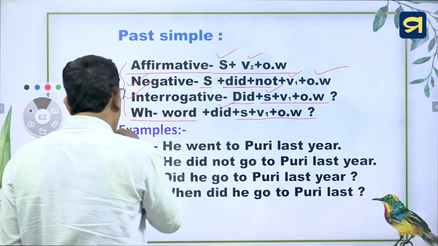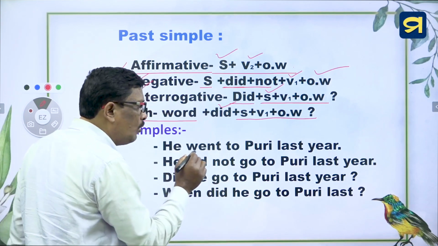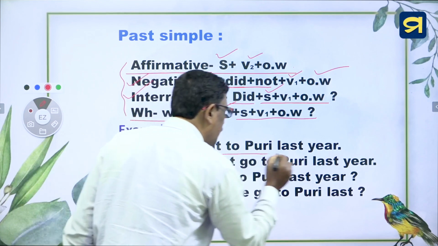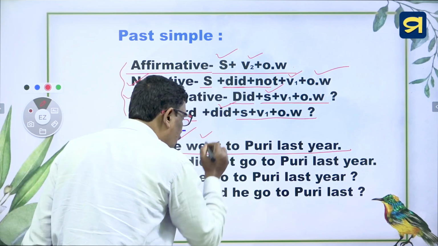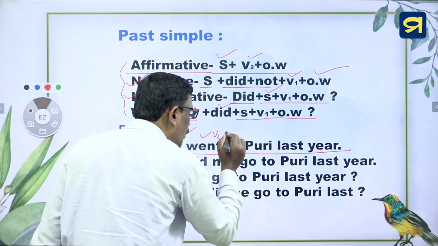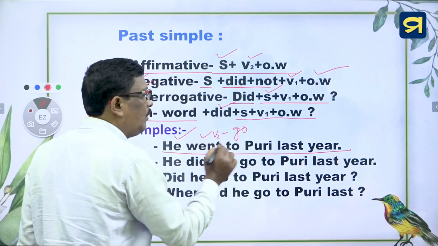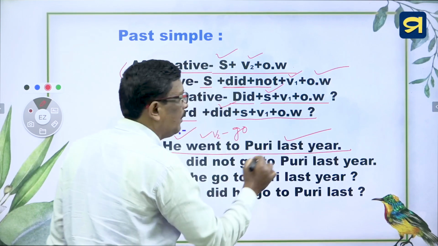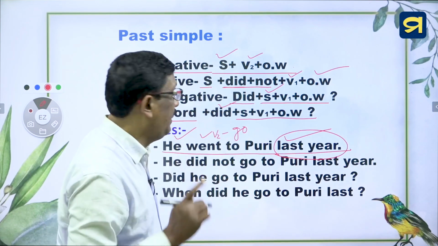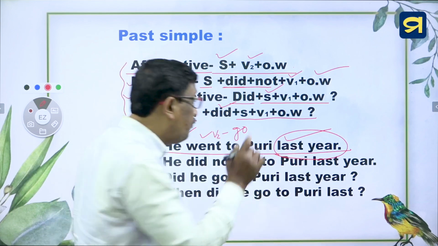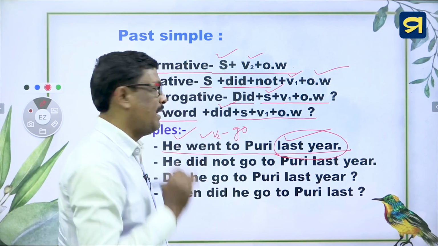Let's give some examples. He went to Puri last year. You see, he is the subject. Went is the V2 of which verb? Go. It is the V2 form of go. Went to Puri last year. You see, here last year is given. It is the adverbial. For last year, the sentence is written in simple past tense.